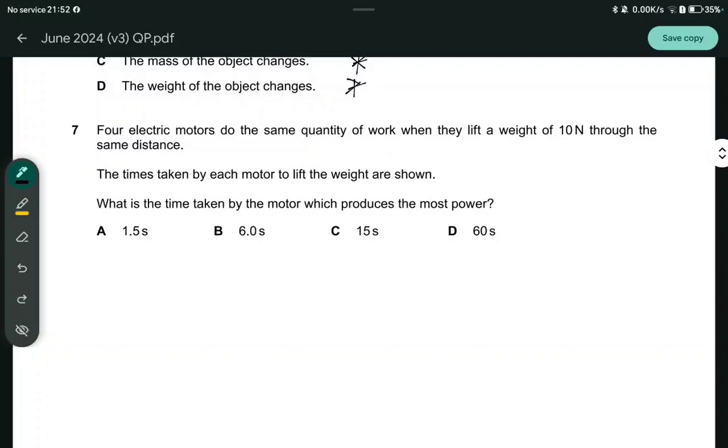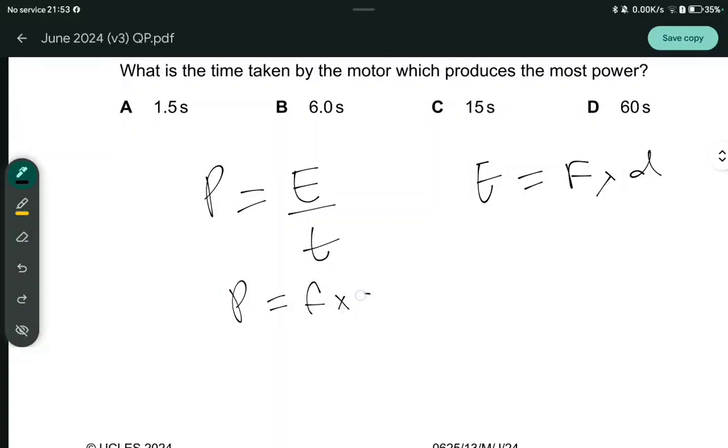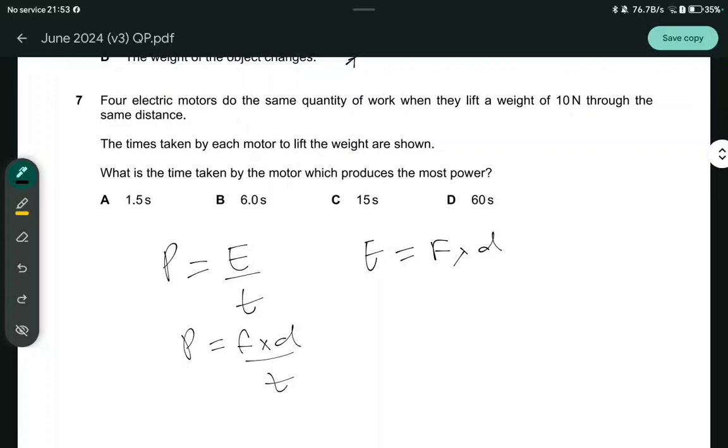Question 7. Four electric motors do the same quantity of work when they lift a weight of 10 newtons through the same distance. The times taken by each motor to lift are shown. What is the time taken by the one with the most power? So remember, power is equal to energy transferred over T, and energy transferred is equal to force times distance. So power is equal to force times distance over T, and they all have to lift the same weight F. So F is a constant, we don't need F. The same distance, so distance is a constant also. So power is inversely proportional to time, meaning the less time you have, the more power. So we're looking for the least amount of time over here. So that's going to be A.